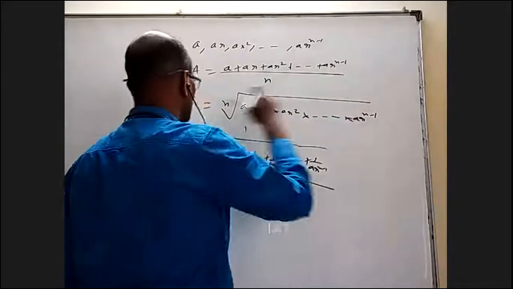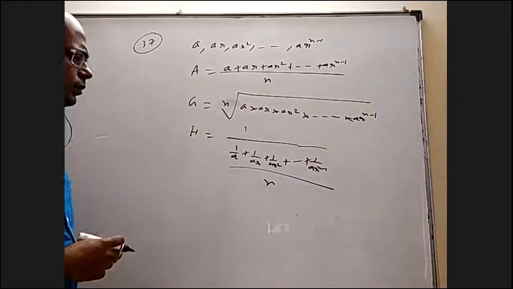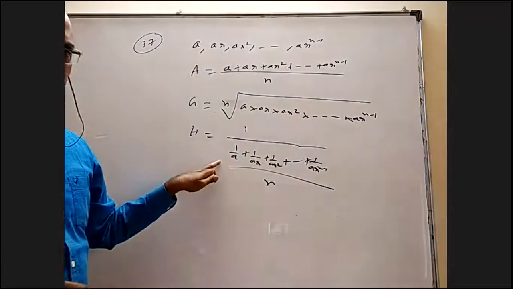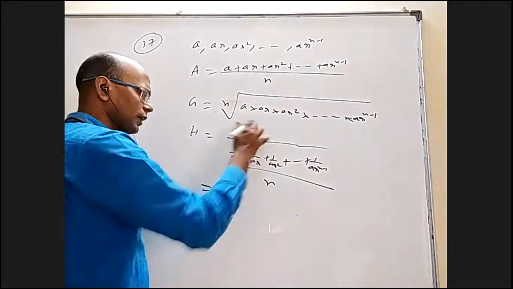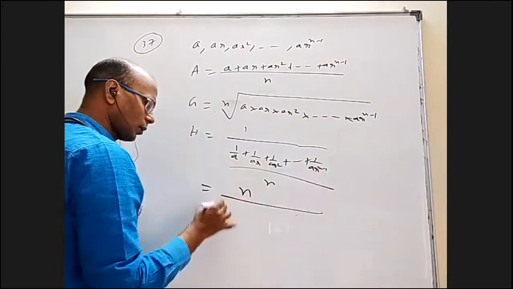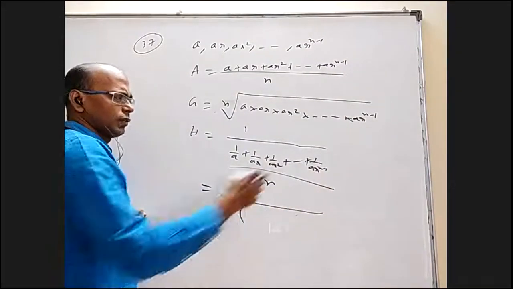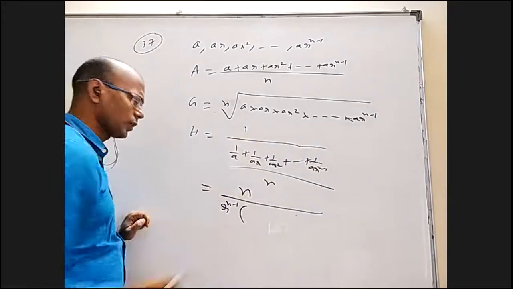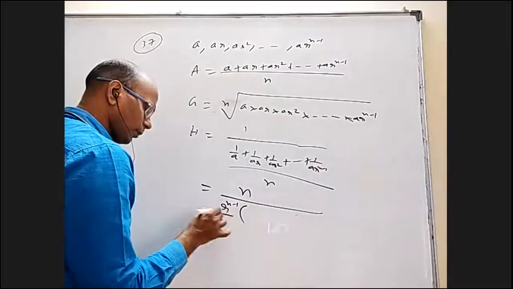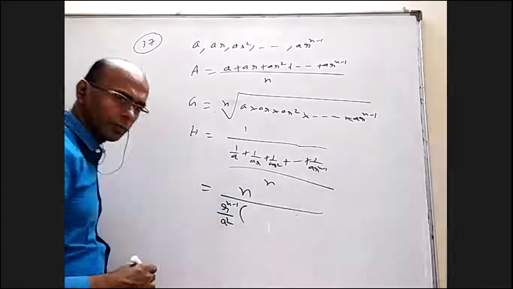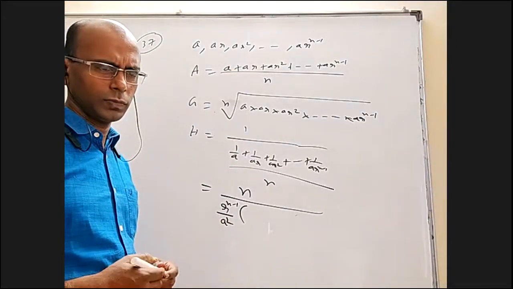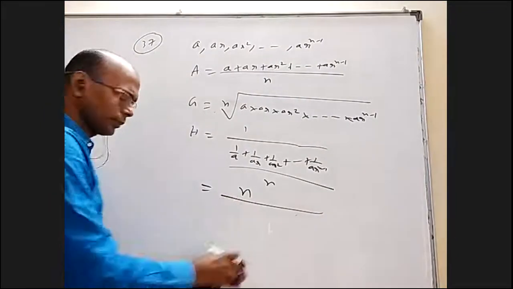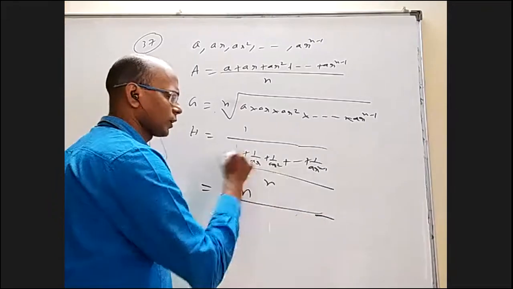I want to multiply A into H. I want to take this n up. I also want to take 1 by r power n minus 1 common. Right here, take n up. Here you take r power n minus 1 common, and that means you are multiplying by r power n minus 1. Also, of course, I want a in the numerator, so I have to take a also common. If I am multiplying here, I have to divide here.